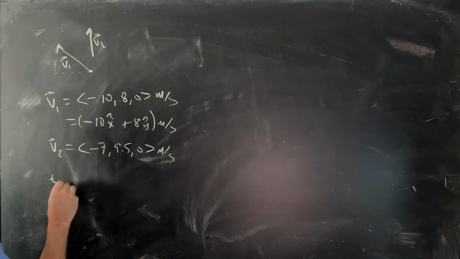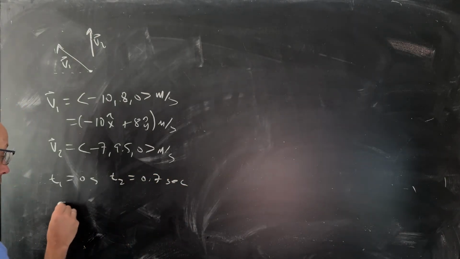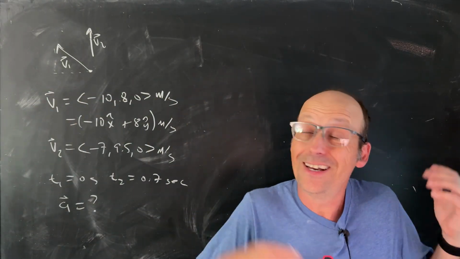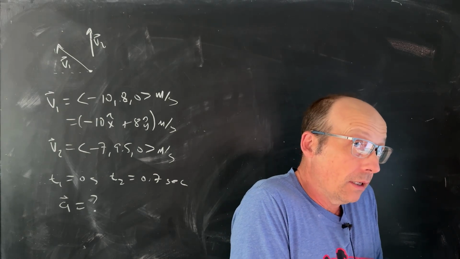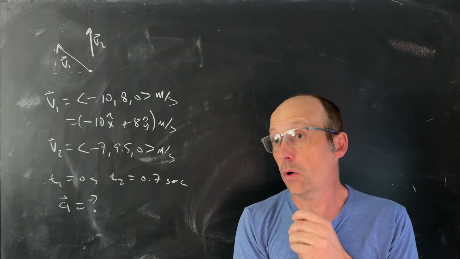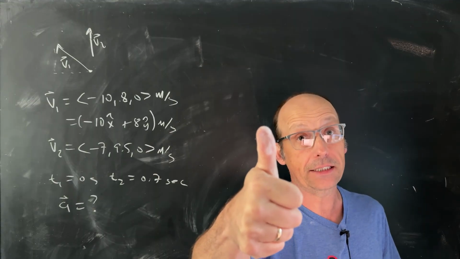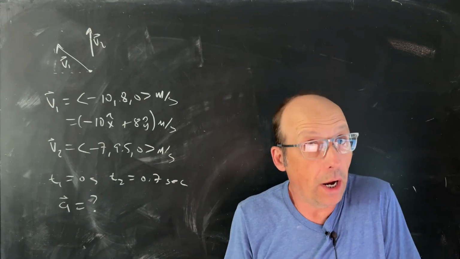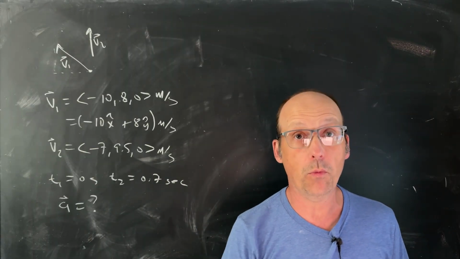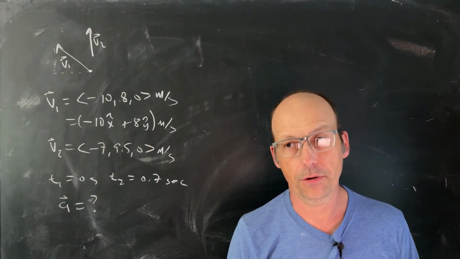Okay, so we're given those. We're also given this: t1 is 0 seconds, t2 is 0.7 seconds. And what are we looking for? We're looking for the acceleration vector. Are there any assumptions? Not really. We can assume that it has a constant acceleration, but it doesn't matter because it says average acceleration. Now what I want you to do is write down the definition of acceleration and calculate what that acceleration vector is. It's not a very complicated problem, so go ahead and do that in one step, and we will pause. Okay, now you can unpause.